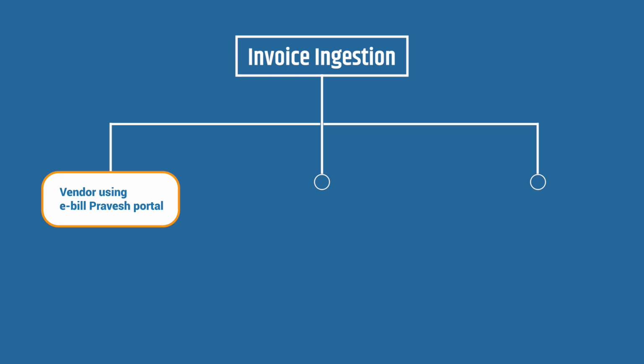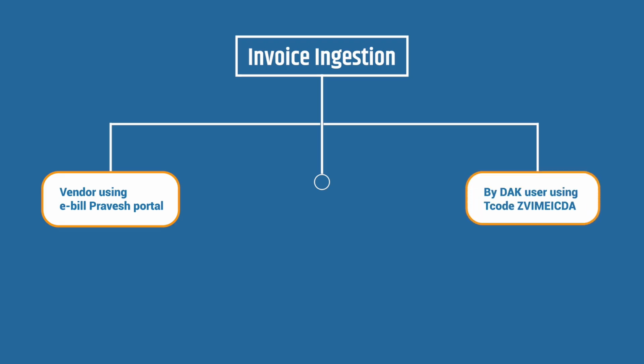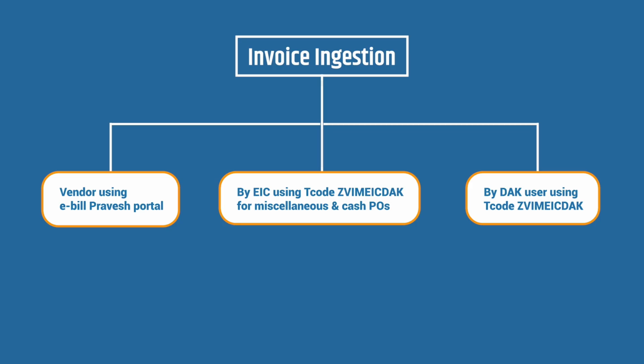Vendor using eBill Pravesh portal, by DAC user using T-code ZWIM EIC DAC, by EIC using T-code ZWIM EIC DAC for miscellaneous and cash POs. In this video, we will walk you through the full invoice processing.